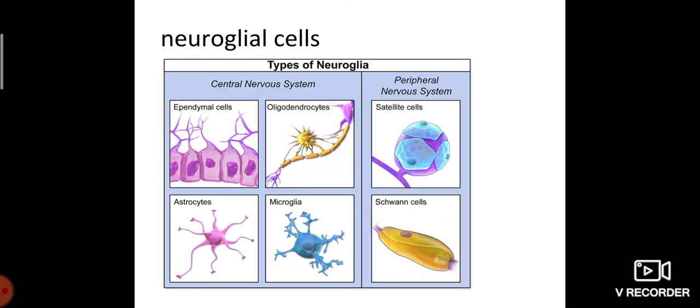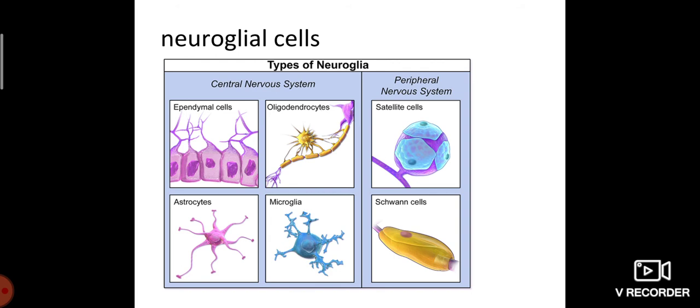Now we will move to the neuroglial cells. I have told you these neuroglial cells are nothing but the supporting cells of the nervous system. They are non-nervous cells. They cannot produce any impulse. They don't have electrical impulses. They can only support the other nervous tissue. That means they can support the ganglia, they can support the axons, etc. Ganglia means collection of the cell bodies. Nerve means collection of axons.